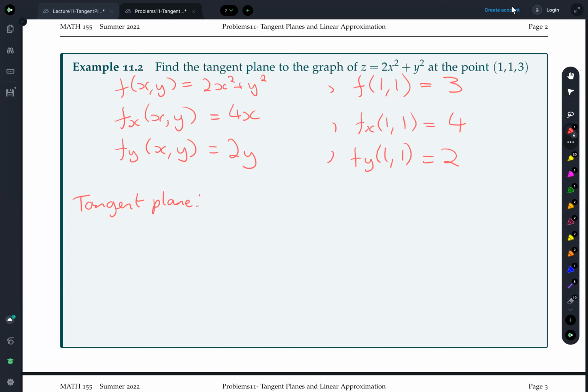Okay, so how do we write down our tangent plane? So z is going to equal what? It's going to be our function at (1, 1). This could have been on the other side. This is our z naught, right? This f(1, 1). That could have been on the other side, but we can also just put it on the right-hand side here. So our function at (1, 1) plus what?